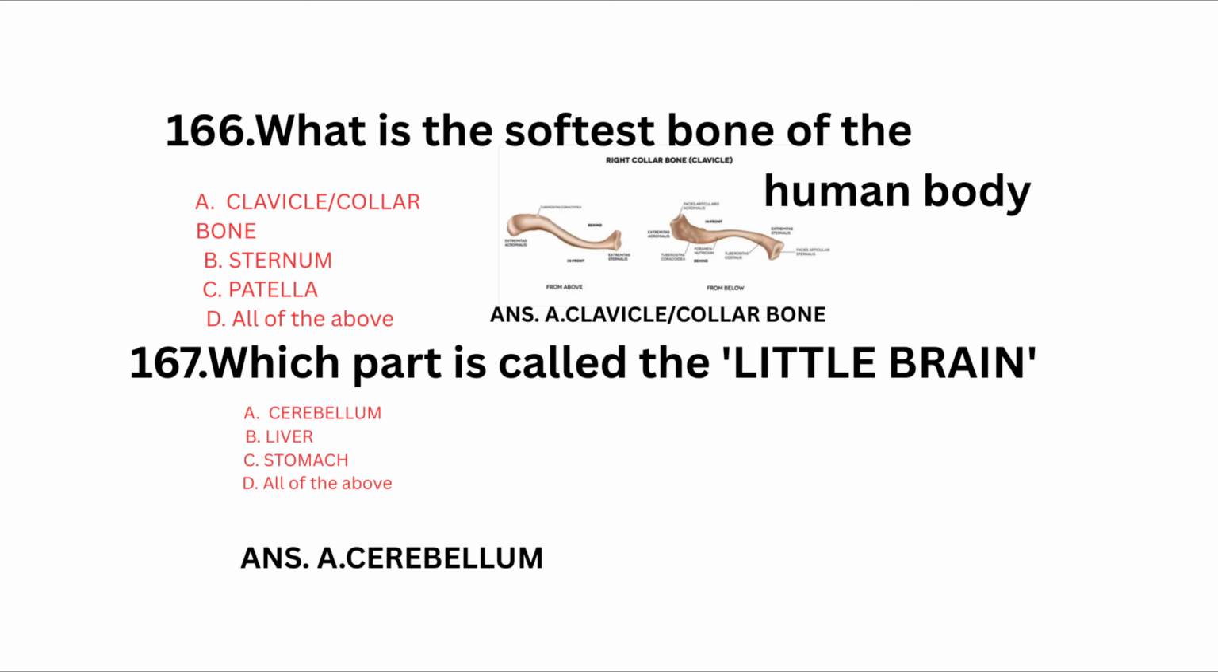167. What is the part called the little brain? A, cerebellum, B, liver, C, stomach, D, all of the above. Answer is A, cerebellum. The cerebellum is called the little brain.